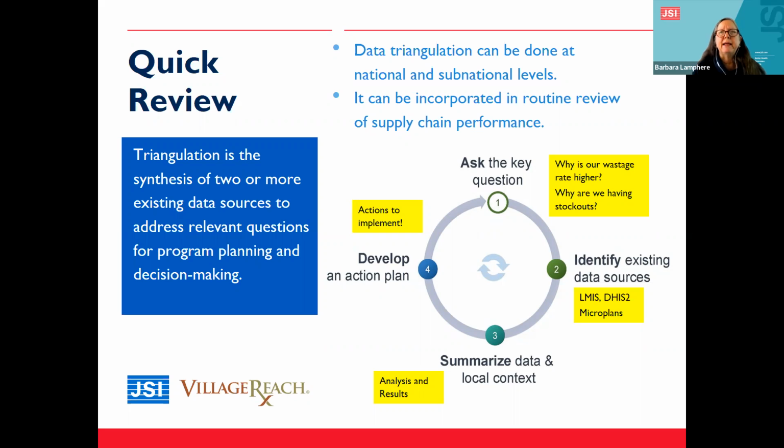In step 3, by analyzing and comparing that data and considering the local context, hopefully you arrive at the answer to your question, the possible reason for the supply chain problem. And then step 4 is very important, and that's taking that analysis and turning it into an action to solve the problem or the question you're asking.